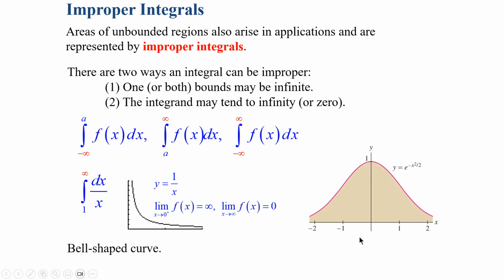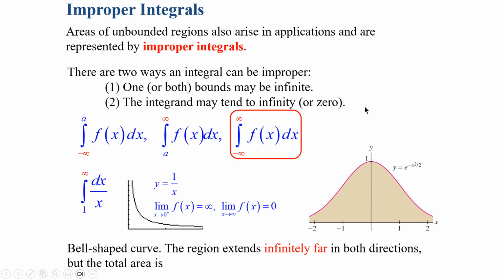Here's another example, the bell-shaped curve, y equals e to the negative x squared over 2. As x approaches negative infinity or positive infinity, we're never going to get to that x-axis. The region extends infinitely far in both directions, but the total area is, and I think we're going to discover the total area of this bell-shaped curve down the road. But for right now, I'm just going to call it finite.